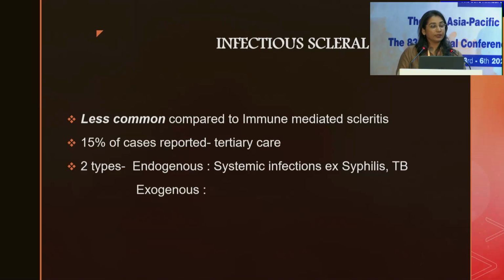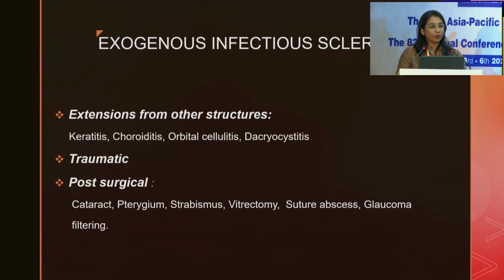Exogenous means whenever you have any trauma because of which the scleral abscess has occurred, or extensions from the ocular structures, be it the adnexa, the cornea or retinal structures. And post-trauma, post-surgical, where it could be because of any of the surgeries like cataract, pterygium or adnexal surgery.